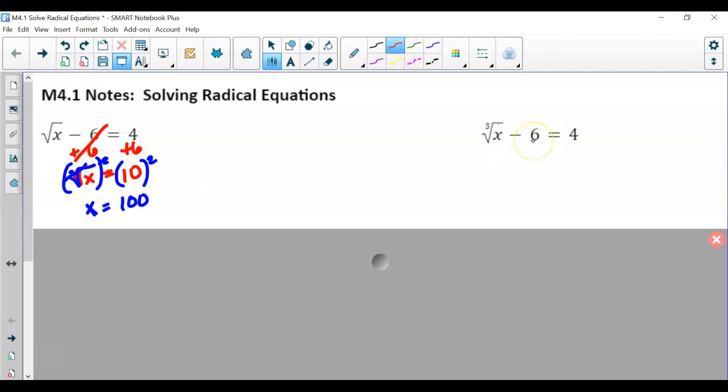Now notice a little difference. We're still subtracting 6 on the outside, so we would add 6, and now I've got the cube root of x is equal to 10. See how this is a cube root, so I'm not going to raise to the second power. That's for the square root. What do you think would be the inverse here? What are we going to raise it to? The third power, using the index. That's your inverse. So x is equal to 10 to the third power, which is 1,000. The cube root of 1,000 is going to give you 10.